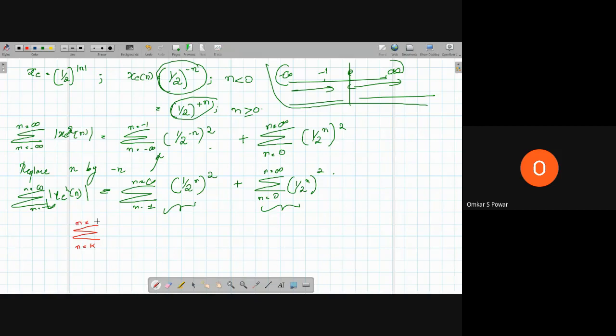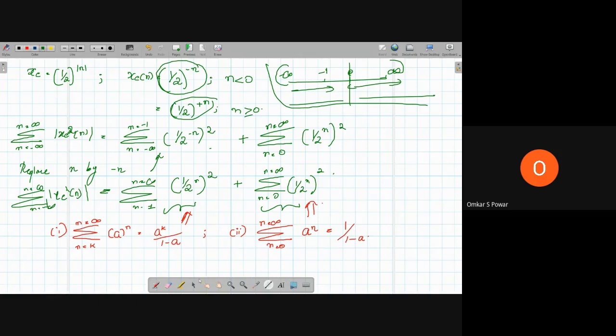Summation n equals k to infinity of a power n is equal to a power k divided by 1 minus a. This formula you have learnt in maths. So this is the first formula you have to remember. And the second formula you have to remember is summation n equals 0 to infinity of a power n is equal to 1 by 1 minus a. So using these, we can simplify this and this. Okay, so how do I simplify this one?